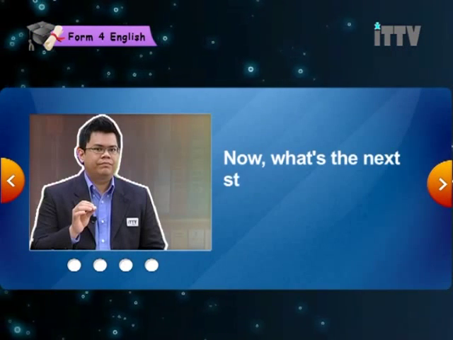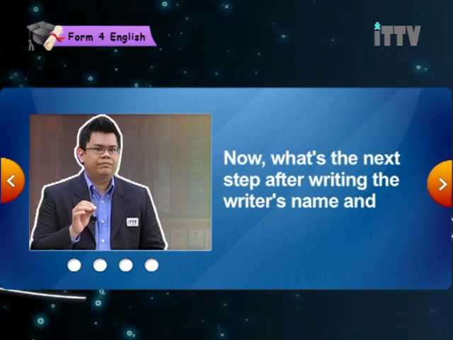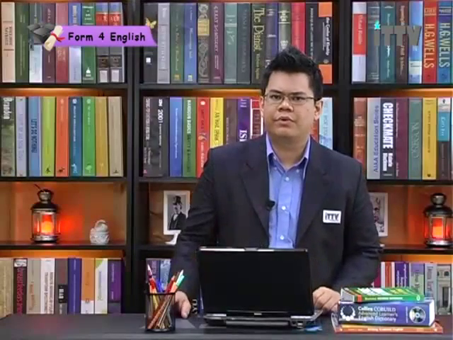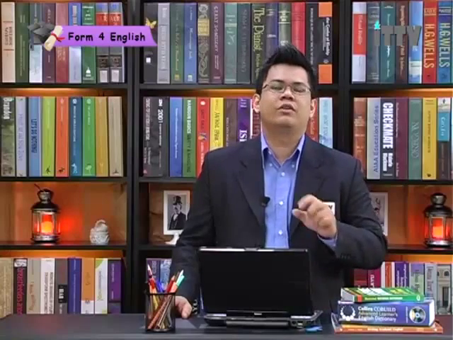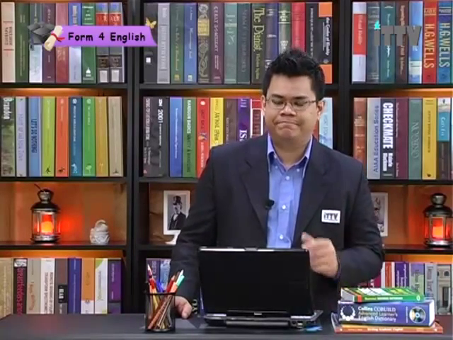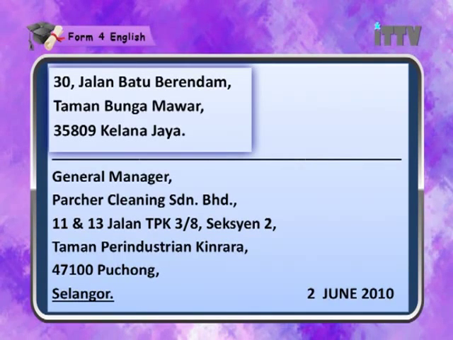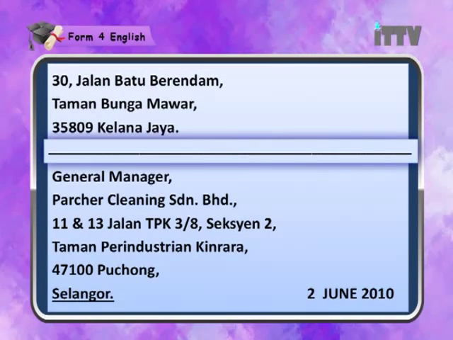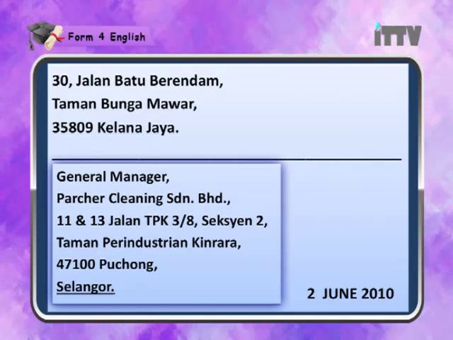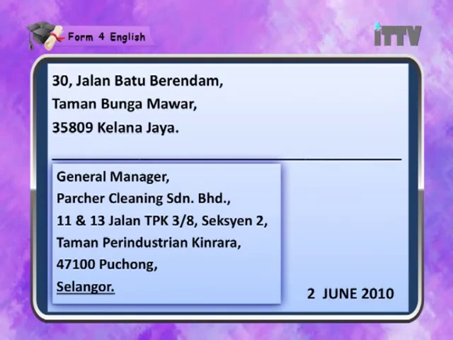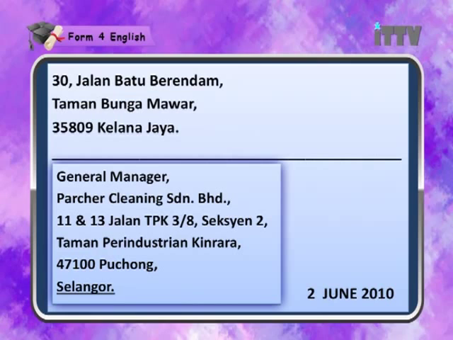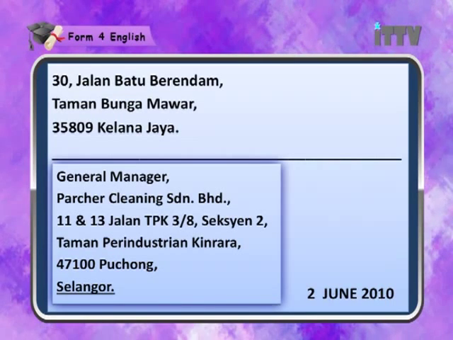Now, what's the next step after writing the writer's address? Now, this is very important. That's right, we need to draw a line. So let's take a look at this again. After the writer's address, we draw a line across the page. So next, we write the address of the recipient, of the person to whom the letter is written.